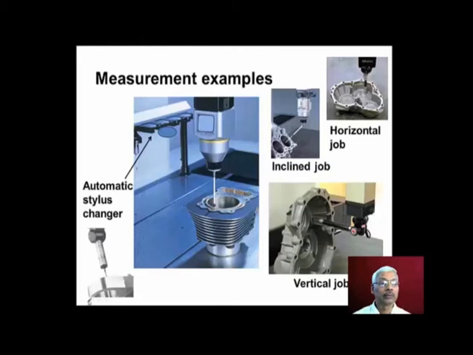Now some measurement examples are shown here. We have an engine block wherein we have to measure the internal surface of the bore and the details of these features. And here other example is again a diesel engine body. This inclined surface is there in which we have bores, and bores are to be checked. You can see the orientation of the probe is adjusted automatically.